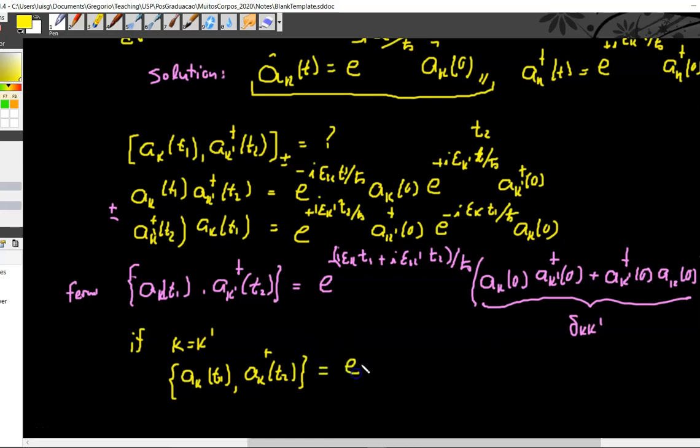Here would be something like E, let's write like this, minus. So this is plus. Depends on whether I put the minus outside of the parentheses or inside. Let's put the minus out of here, so I have, oops, sorry, change colors, epsilon k, then it's going to be T1 minus T2 over H bar times 1.